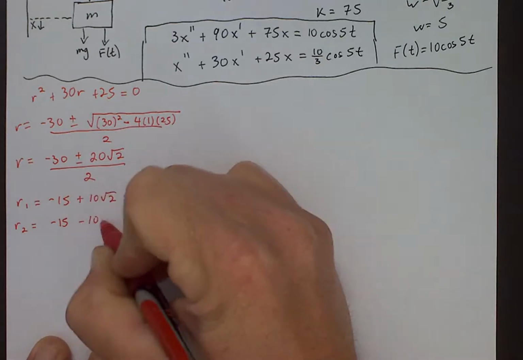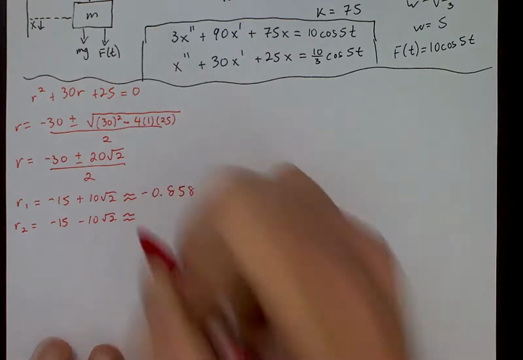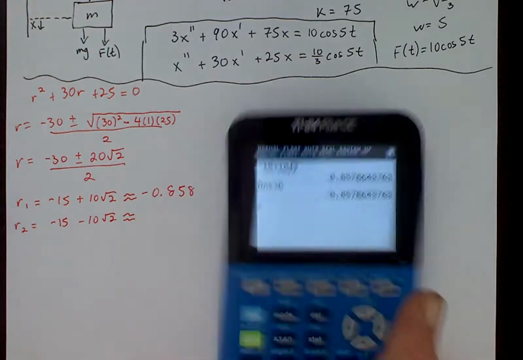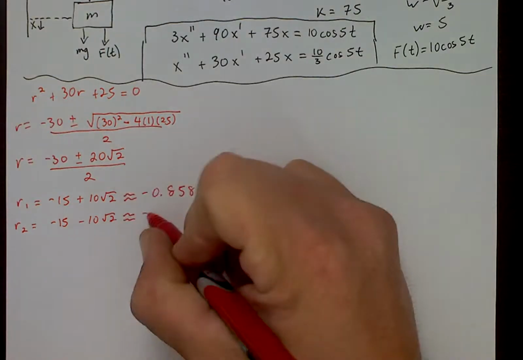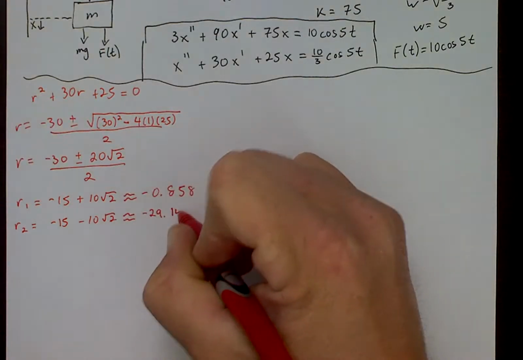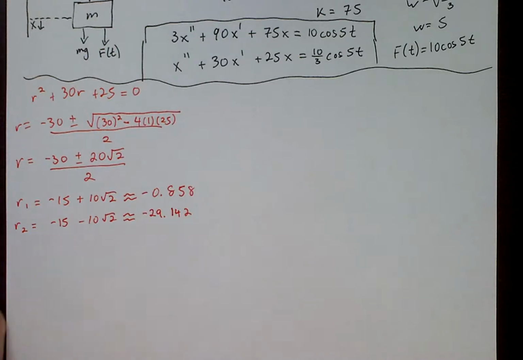Same is true. So negative 15 minus 10 root 2. And I'm going to store this in E.